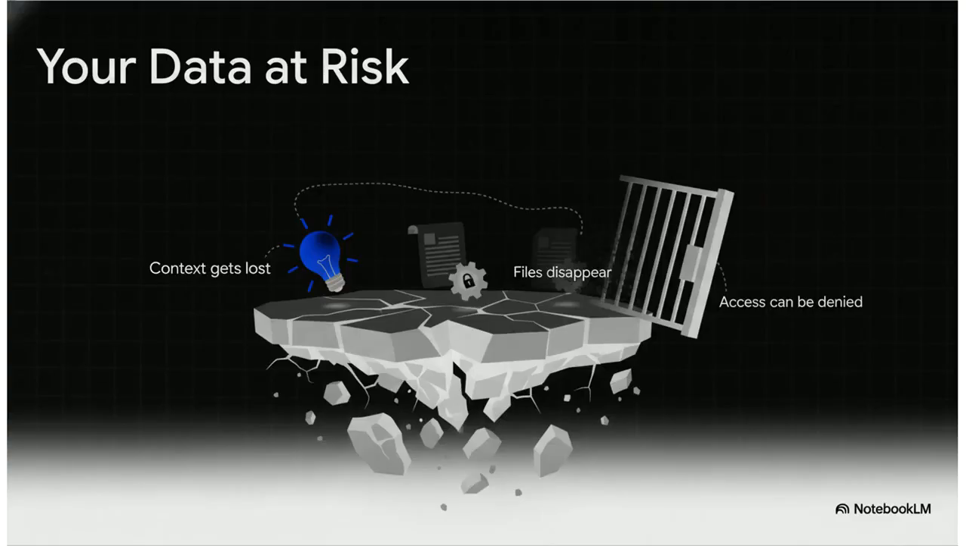And that lack of ownership, it's a huge risk. You're building up this incredible intellectual capital, all your best insights, your ideas, your knowledge, and what happens? The context gets scrambled, uploads fail, files just disappear. And worst of all, your access can be cut off at any moment. All that valuable work is just sitting on someone else's computer, completely out of your hands.